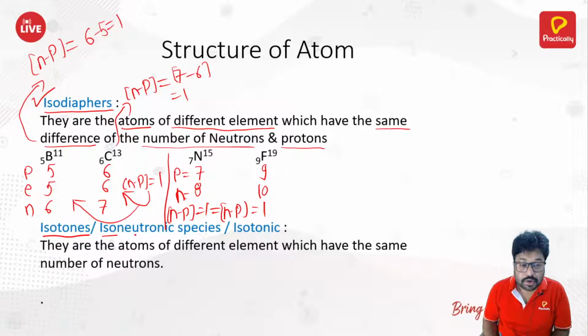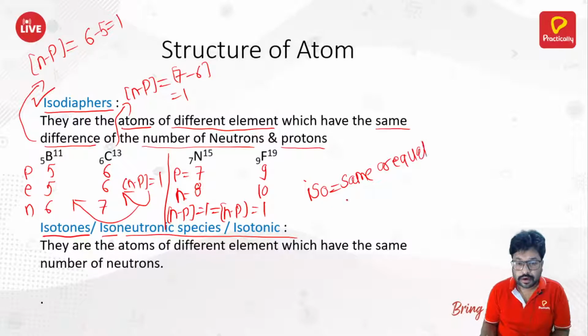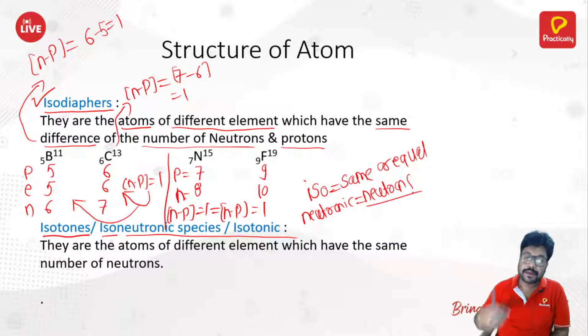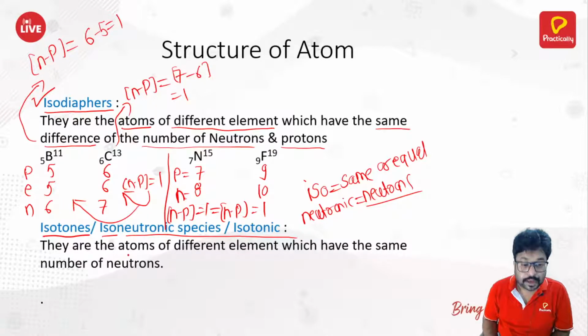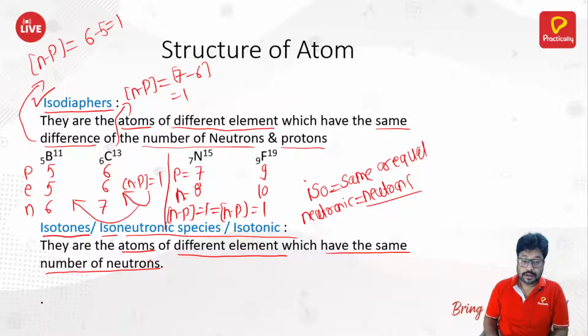isotones, or isoneutronic species, or isotonic. Now you all know iso means what? Iso means same or equal. And what is meant by neutronic? Having number of neutrons. So they have the same number of neutrons. You can predict that from their name itself. They are the atoms of different elements which have the same number of neutrons.